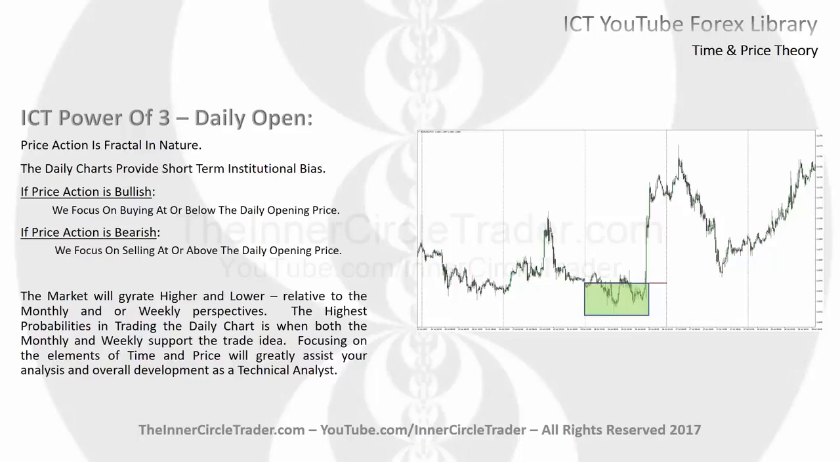that's going to help you in your development as a technical analyst. But if we're bullish relative to the daily time frame, we are looking to be buying at or below the daily opening price. And if we're bearish on the daily, we're going to be focusing on selling short at or above the daily opening price.